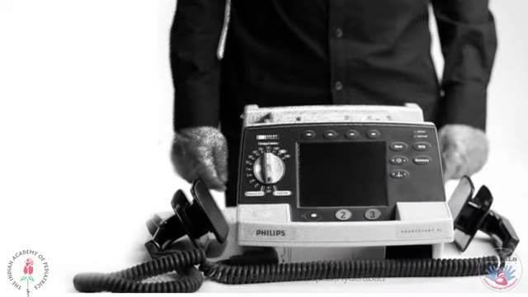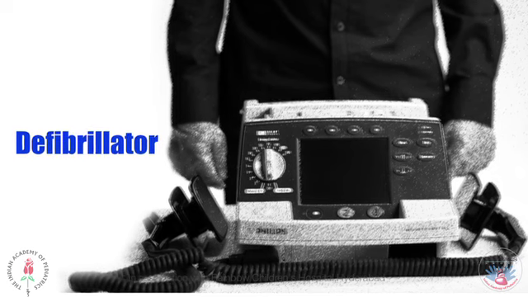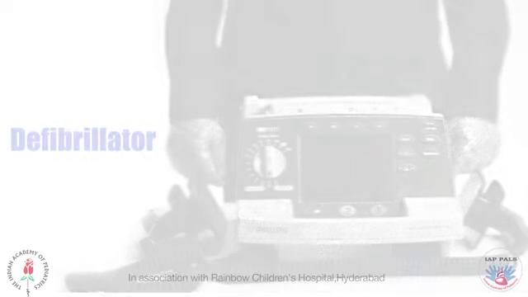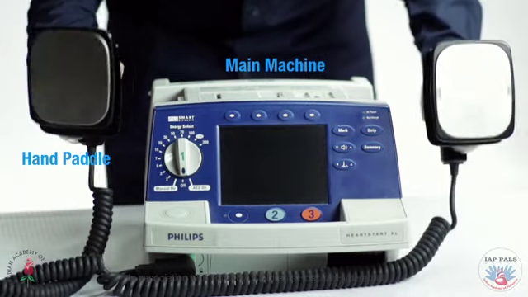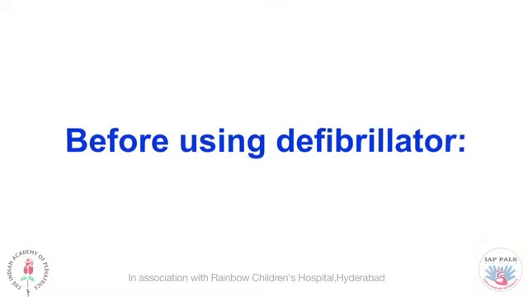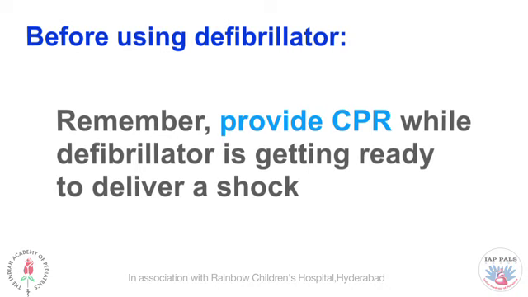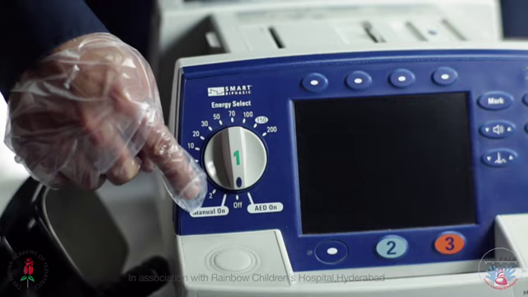A defibrillator is a machine used to deliver a shock during CPR to a victim who has a shockable rhythm. A defibrillator has the following components: the main machine and the detachable hand paddles, which are fitted in the machine. Remember, provide CPR while the defibrillator is getting ready to deliver a shock.